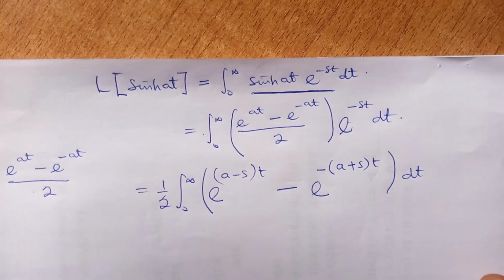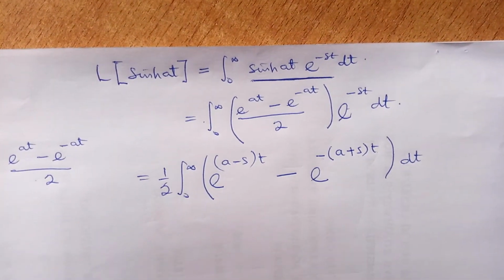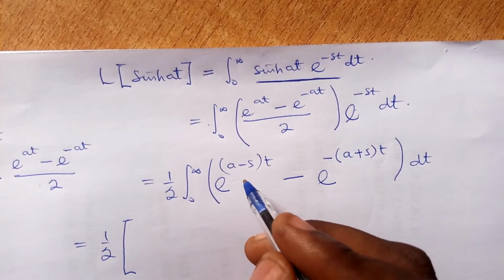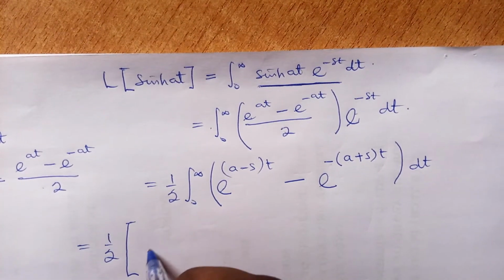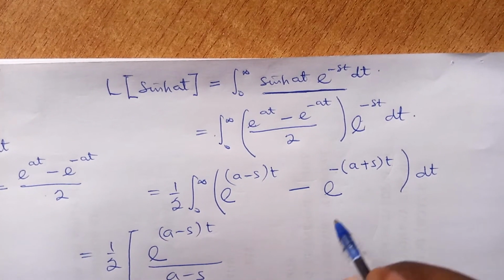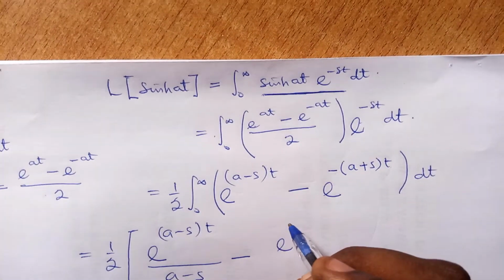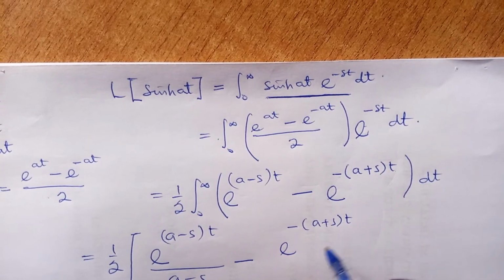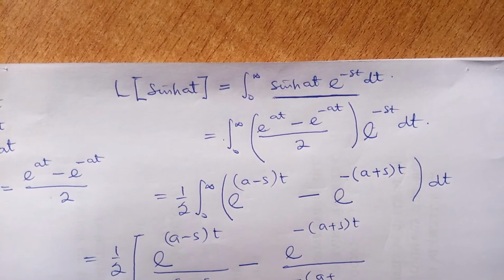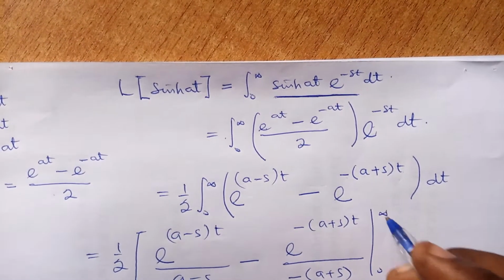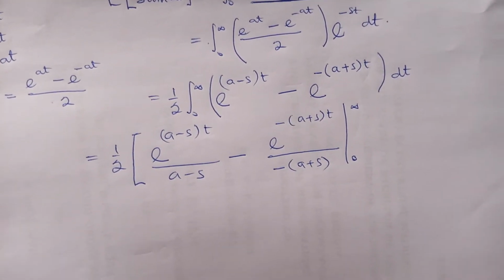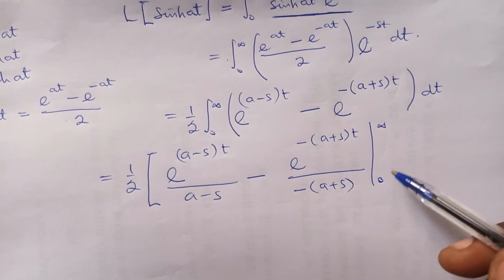So what is the next thing now? The next thing is for us to find the integral. So you can see that here we have 1 over 2 in the bracket. By the time you find the integral of this one, this will give us e^((a minus s)t) divided by (a minus s). Then minus this one too will give me e^(-(a plus s)t) divided by minus into bracket (a plus s), from 0 to infinity. So now the next thing is for us to evaluate the integral, what we obtain at 0 and infinity.